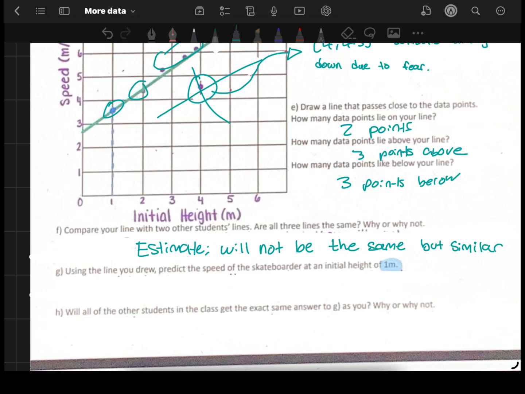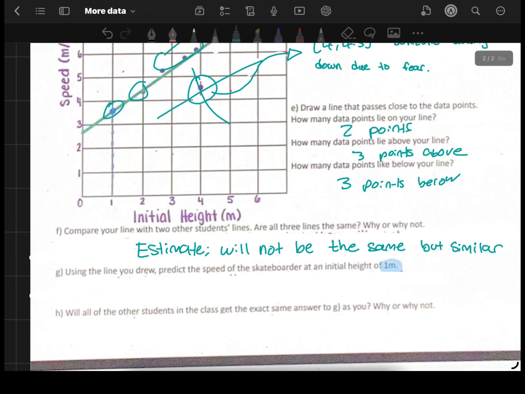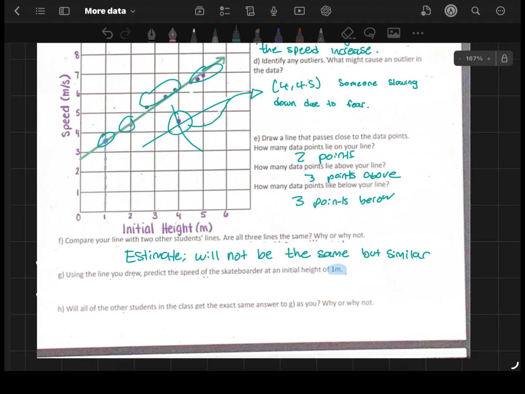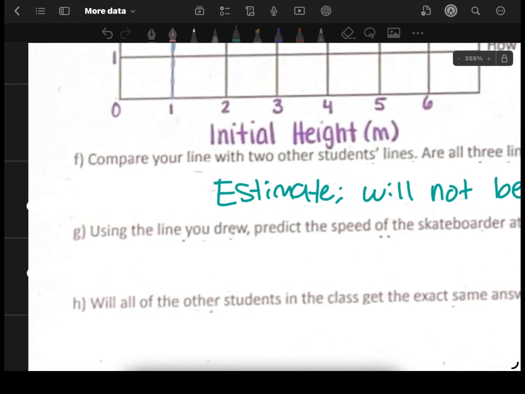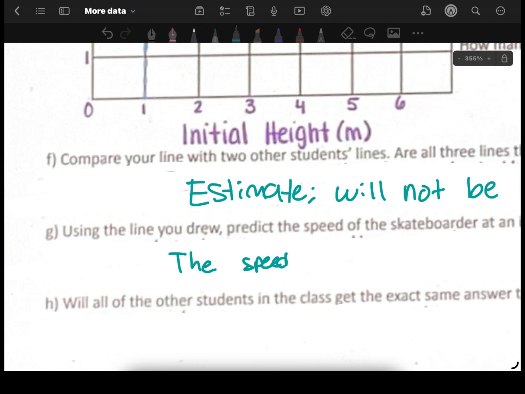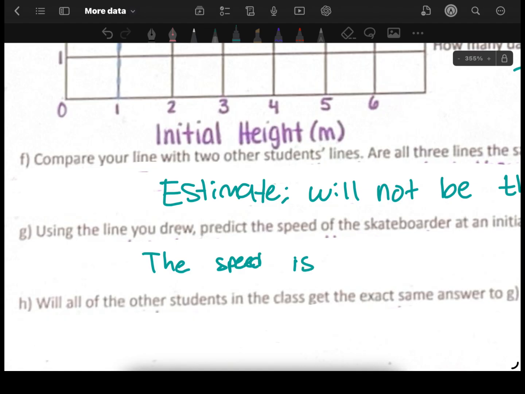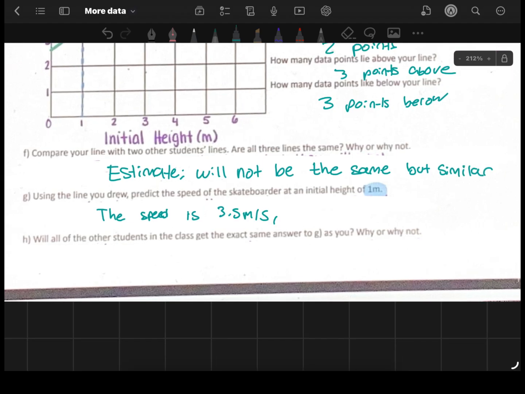Now using the line we drew, we need to predict the speed of the skateboarder at an initial height of 1 meter. So we didn't really draw it, they put it for us. But at 1 meter, it's around here. So that's about 3.5 kilometers. Sorry, 3.5 meters per second.